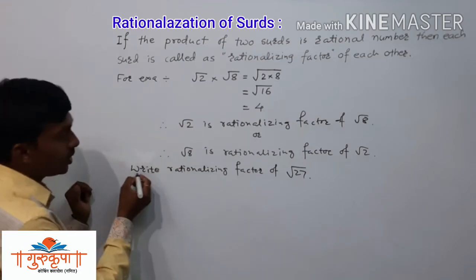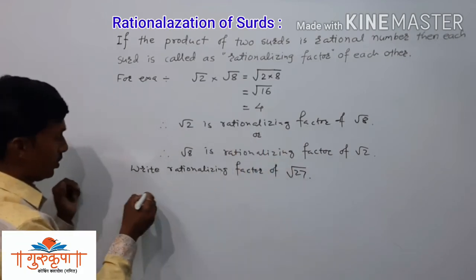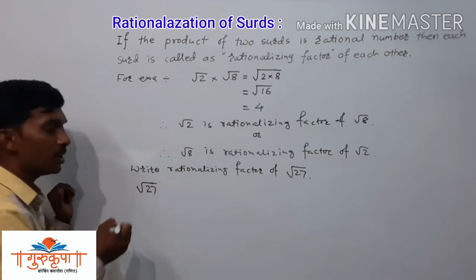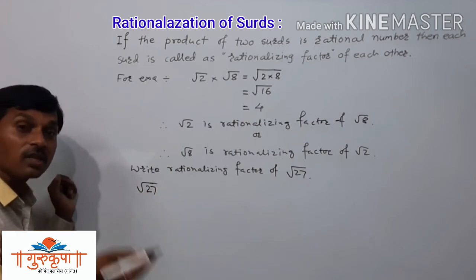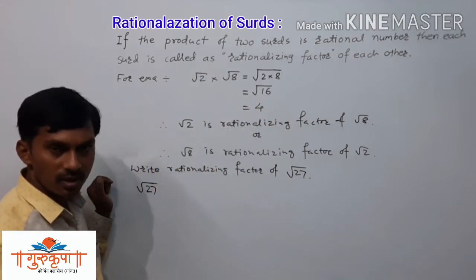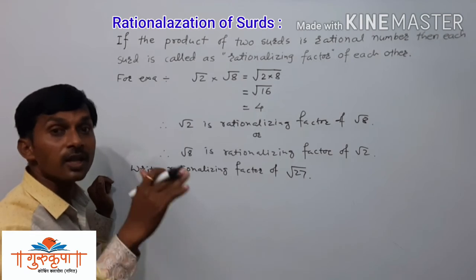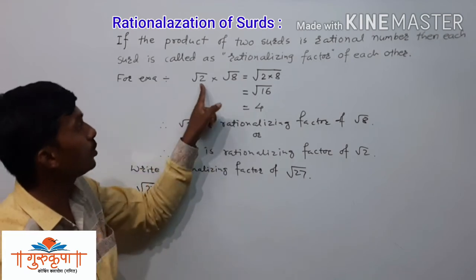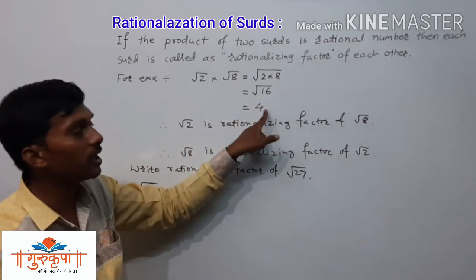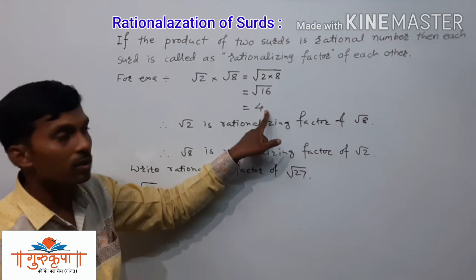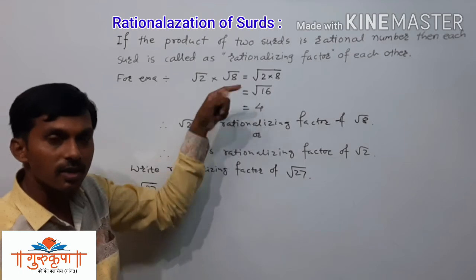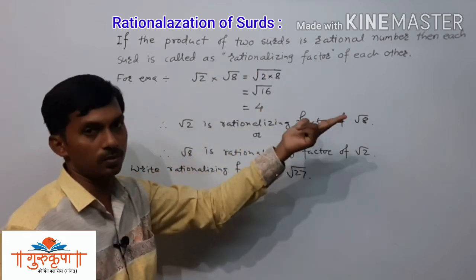Here we have to write rationalizing factor of √27. So we write √27 here, and now we have to simplify this. We have to write this surd in the simplest form, since we have to get simplest rationalizing factor. Now here look at √2 multiplied by √2. That is √4, and √4 is nothing but 2, which is rational number. So √2 is the rationalizing factor of √2.